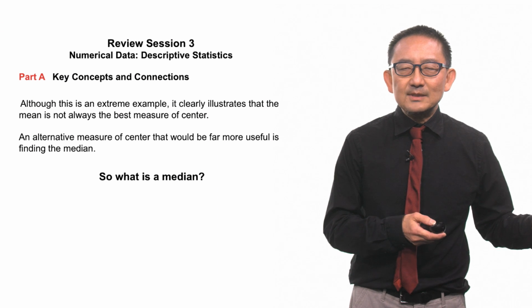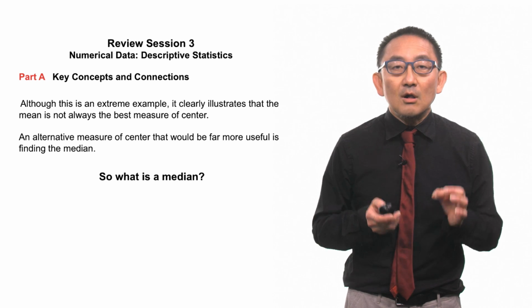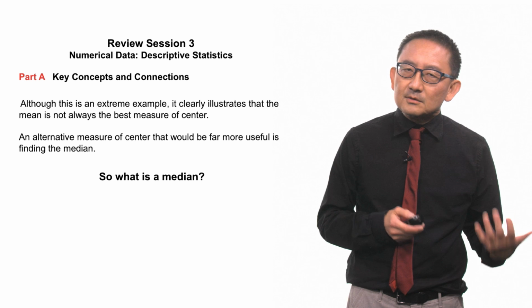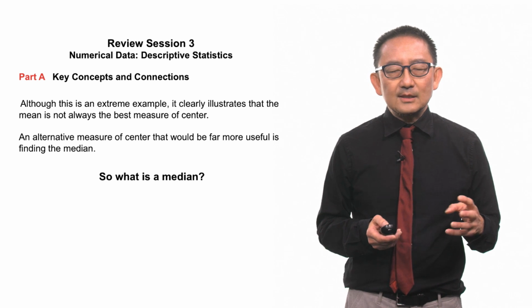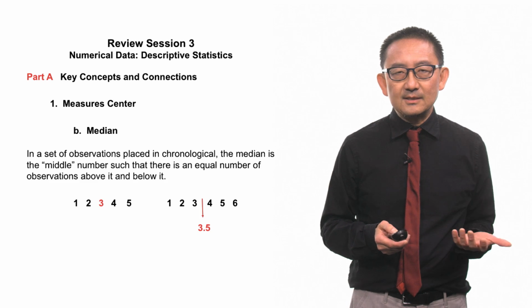So this is an extreme example, but it clearly illustrates that the mean is not always the preferred measure of center. So an alternative measure of center that could be used is called the median. So what is a median?